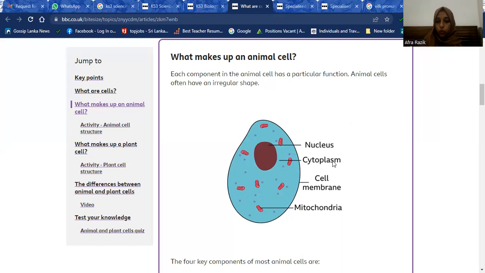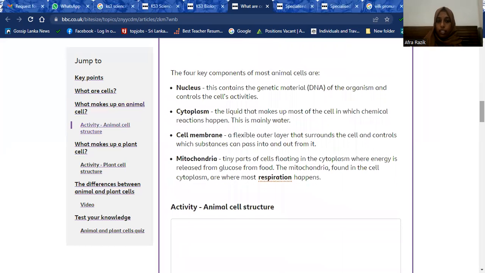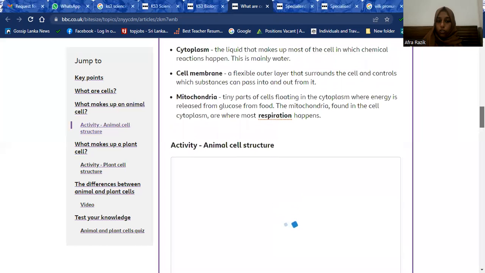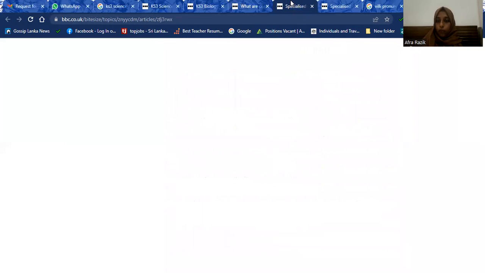Then last week we did the functions of the animal cell, then we learned about the plant cell, and we went through certain quiz questions and answers, and I hope that you are thorough with the animal cell. These are the key components of the animal cell: nucleus, cytoplasm, cell membrane, mitochondria, and all those structures. Okay, so let's move to today's lesson.